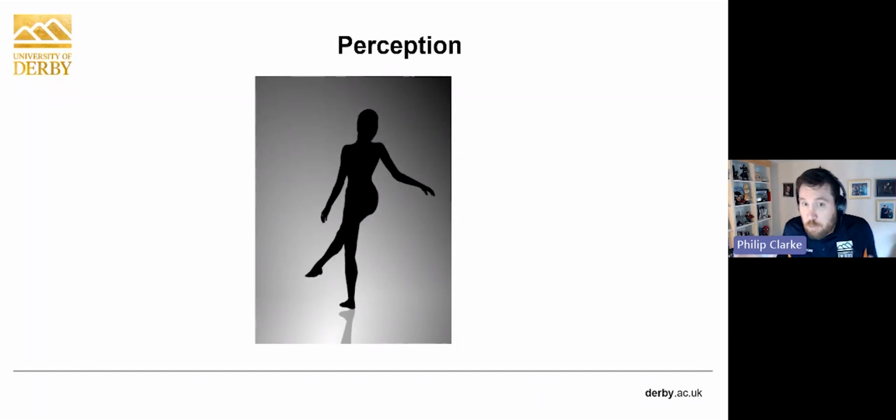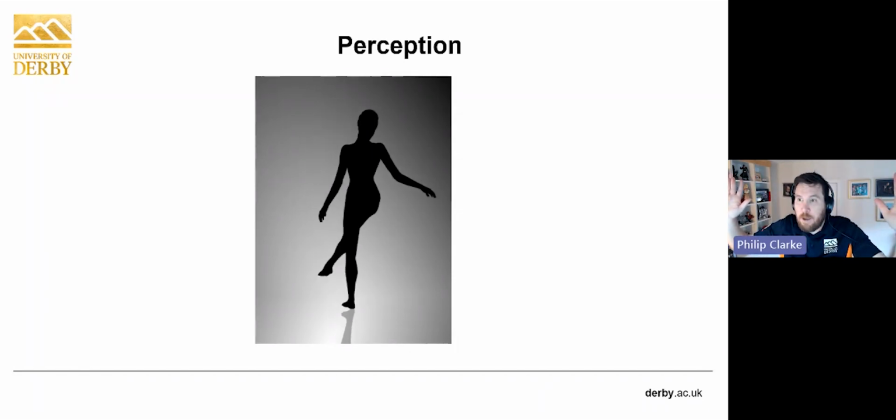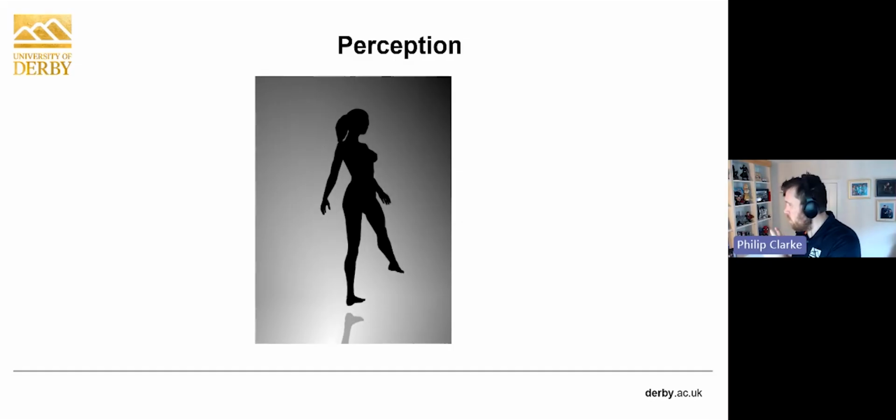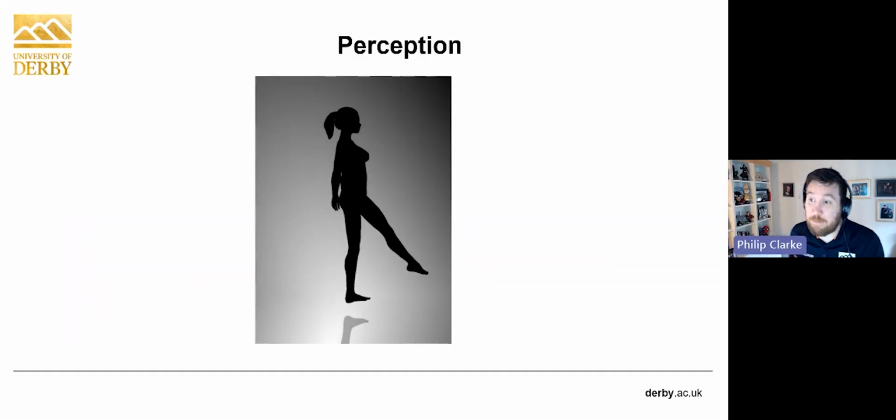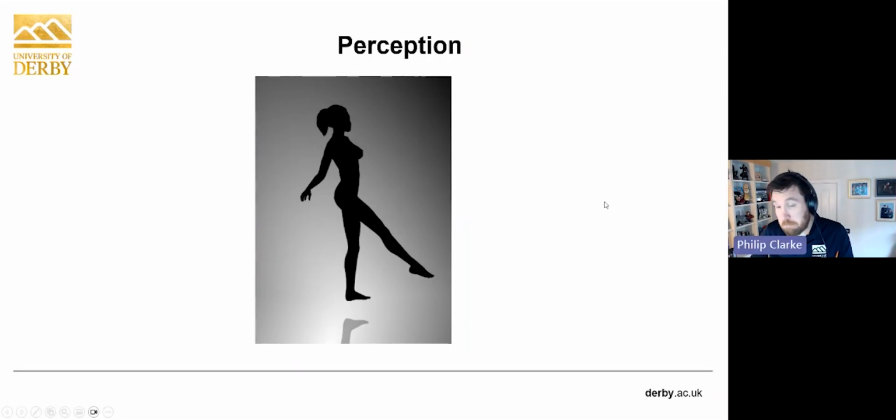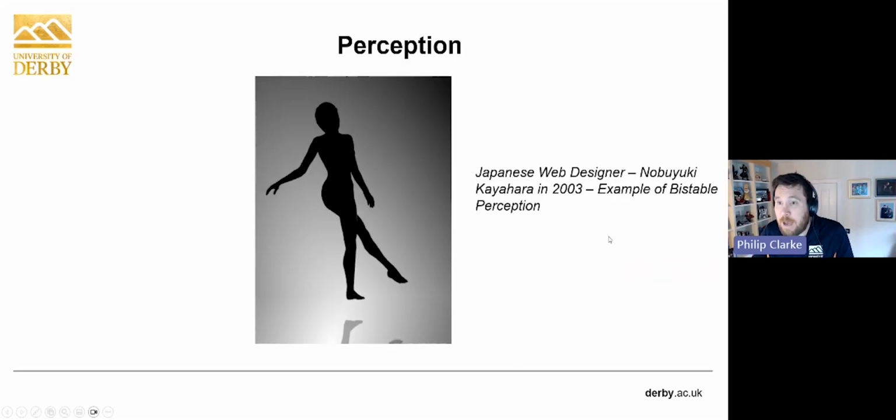And fair, because we're talking about two extremes of a continuum. How can something be going clockwise and counterclockwise at the same time? It's a fair point. I understand it. And this is an example of bistable perception.